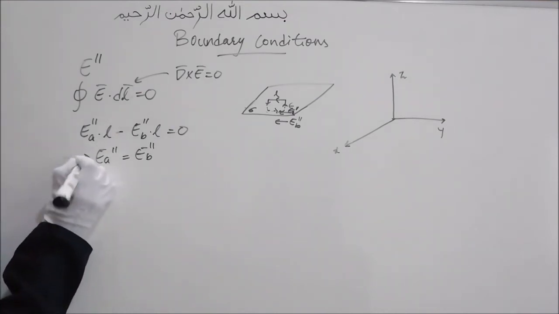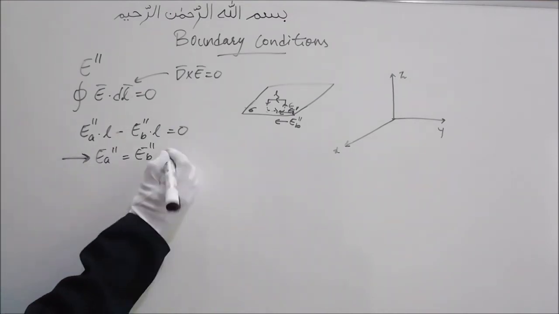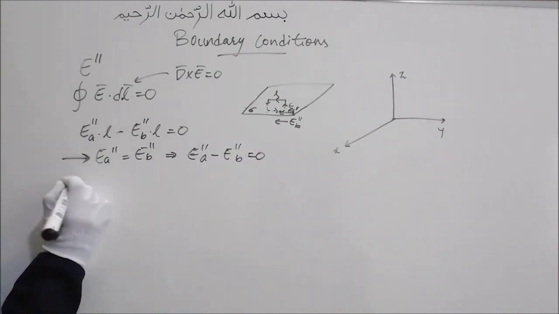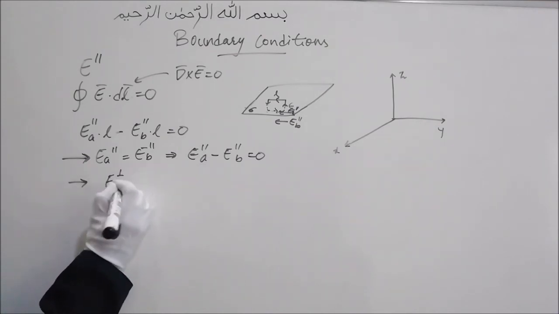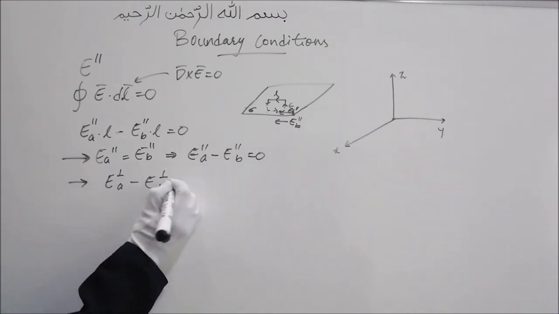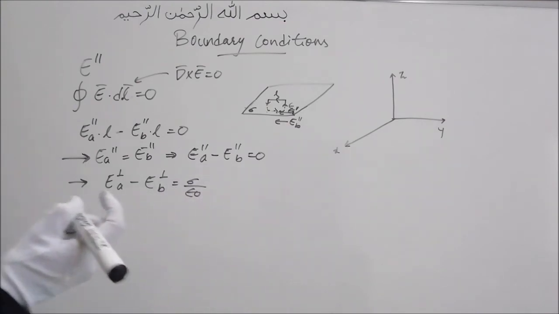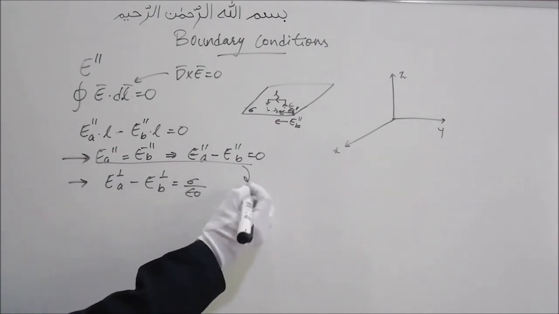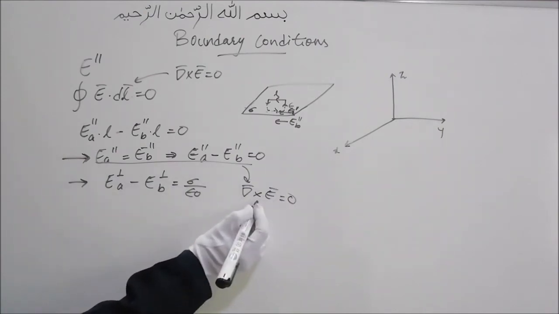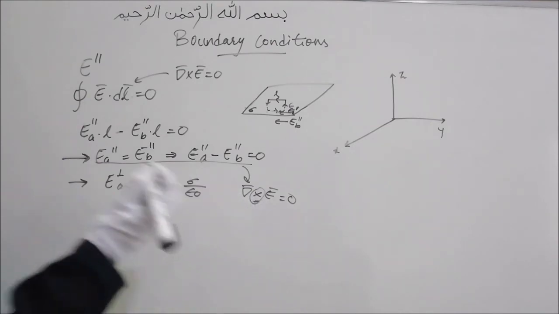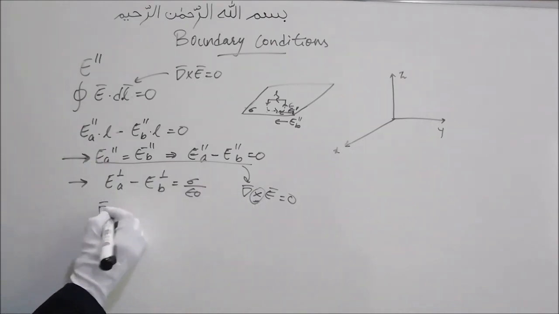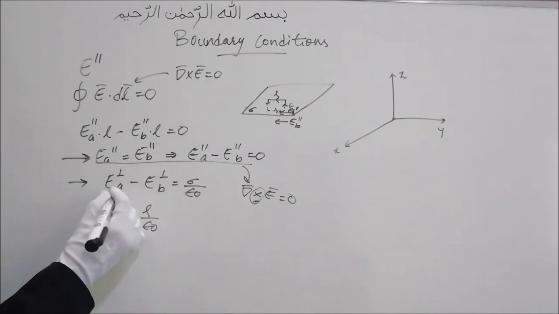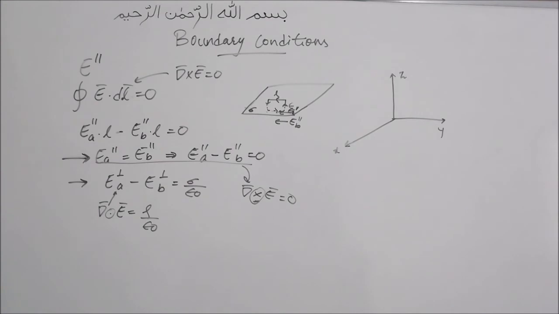Now therefore we saw two equations. One was E parallel above is equal to E parallel below, which is also E parallel above minus E parallel below is equal to 0. And the second one was E perpendicular above minus E perpendicular below is equal to sigma upon epsilon naught. Now this thing can be represented by del bar cross E bar is equal to 0, where you have to remember that cross will give us the parallel component. And we also know del bar dot E bar is equal to rho upon epsilon naught. So the dot will give us information about the perpendicular component.